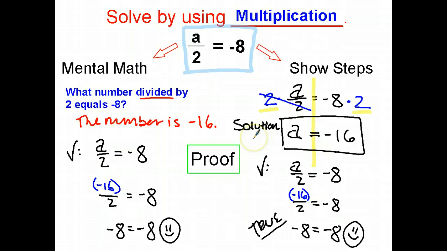So if you notice, whether using mental math or showing our steps, we came up with the same result. But it's really important long term that we move away from mental math and we really start looking at this process of showing our steps.